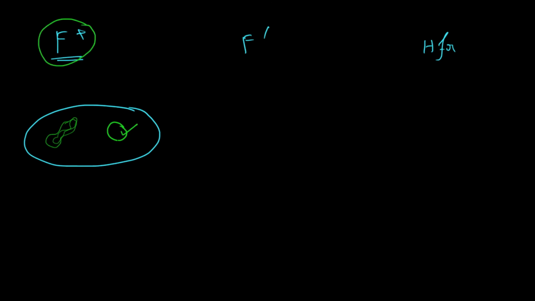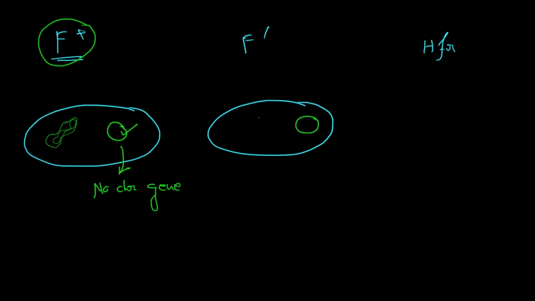Remember that these plasmids that contain the origin of transfer site and transfer genes mostly contain genes related to the conjugation process and no chromosomal gene. If somehow the plasmid containing the origin of transfer and transfer gene contains some chromosomal genes, then it will be known as F'.